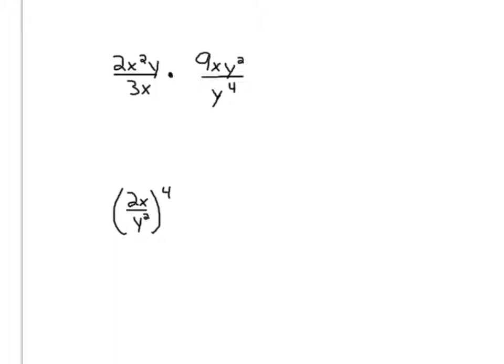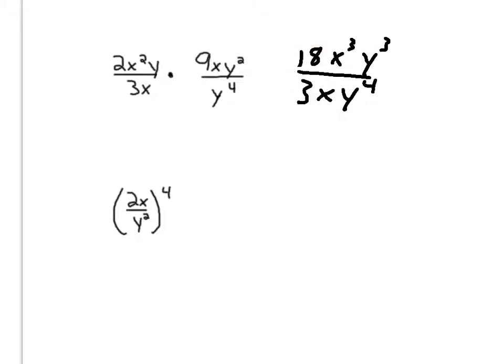Okay, so 2 times 9 is 18. X squared times x is x to the third power. We learned that one from the multiplication rules. And y times y squared is y to the third. I have that over 3 times x times y to the 4th. Okay? Well, now we're going to do any division we can.